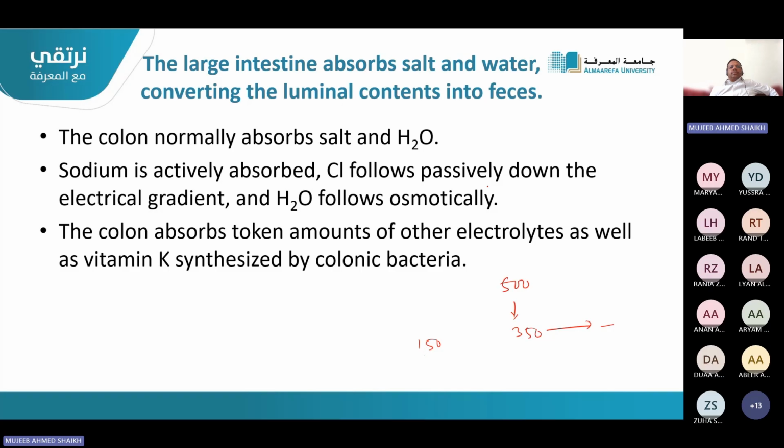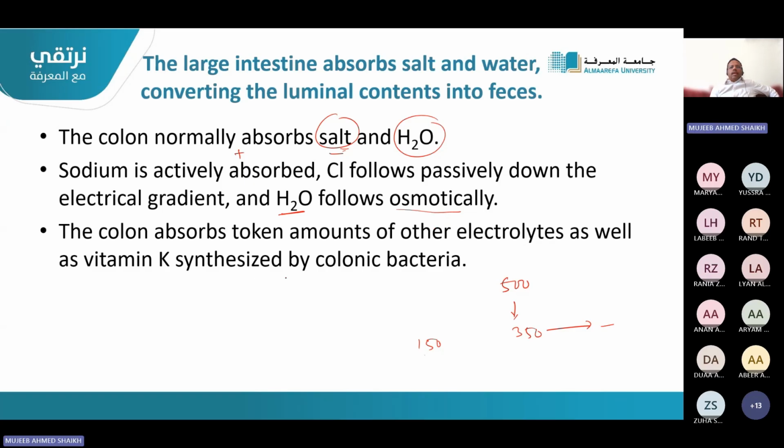Okay. So the colon normally absorbs salt and water. Whenever salt is absorbed, water will also follow it. Sodium will be absorbed actively because energy is utilized. Chloride will follow because positive ions are absorbed, so negative ions will passively follow because of the electrochemical gradient. And water will follow because of the osmotic effect. When salts are going, water will also move.